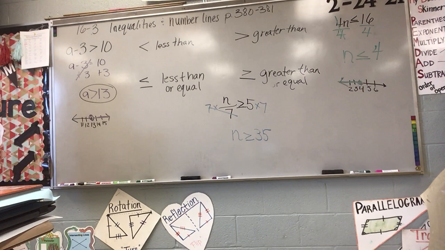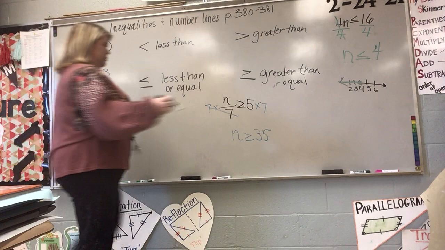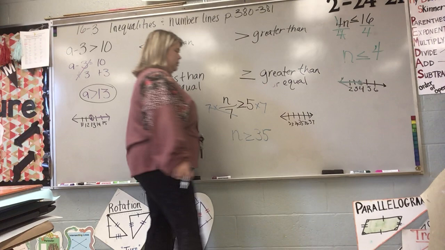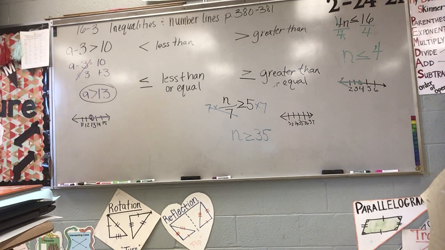Can we make a number line? Who needs to be in the middle? 35. So 33, 34, 35, 36, 37. I'm only putting 5 numbers on the number line, not making it bigger than it has to be.